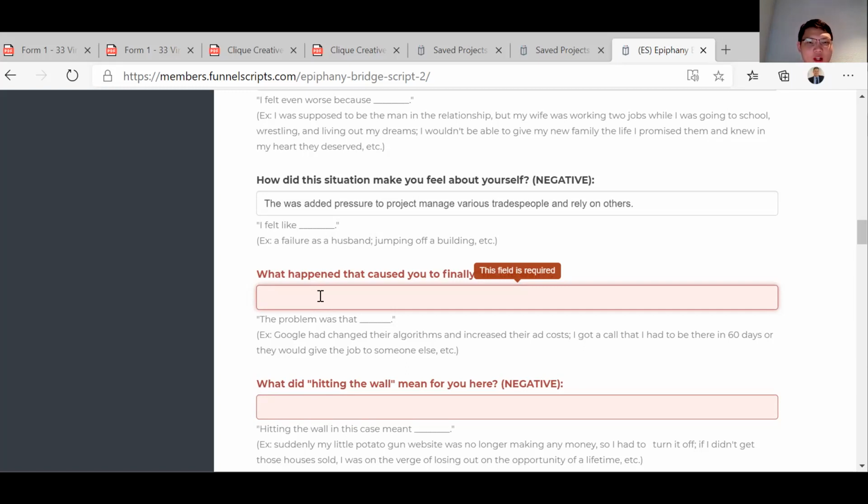The process does work. What was the problem that caused you to finally hit the wall? You can just make it up. The problem was that there was added pressure of project managing various trade people and relying on others. It could be every small problem or tiny problem, and then you find some epiphany that allows you to create a hook. The reason you have to tell a story is how you came out with it, and it's used to attract the people you want to work with.